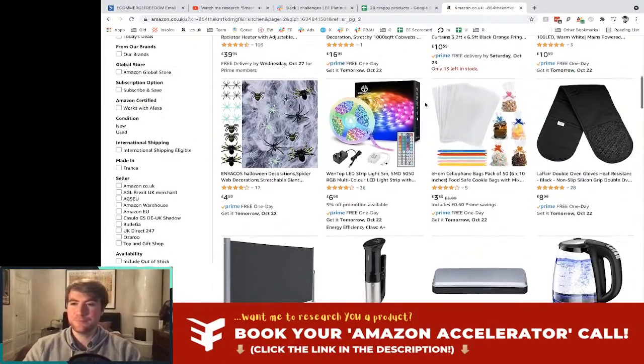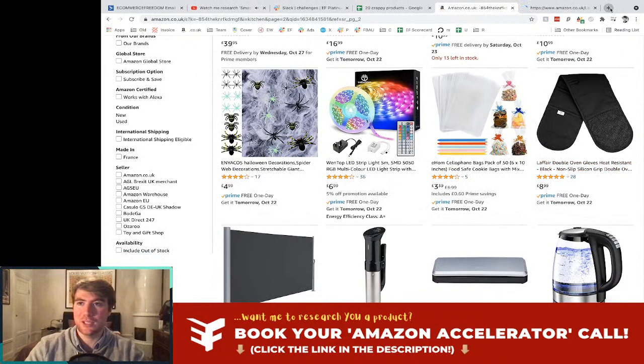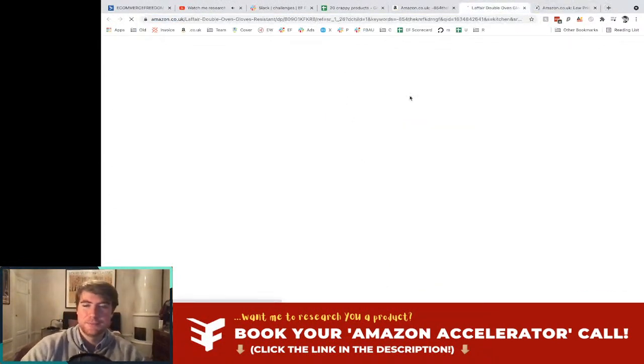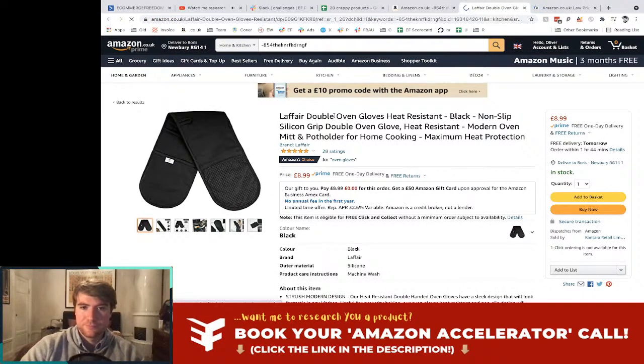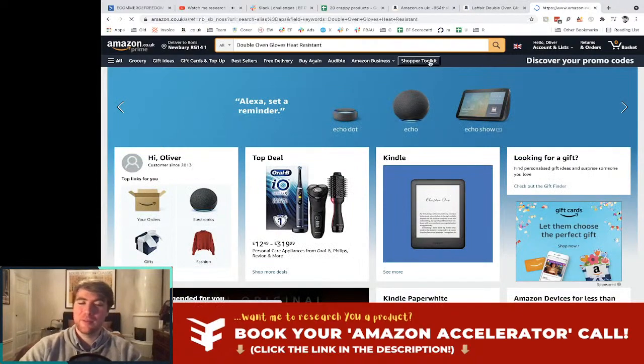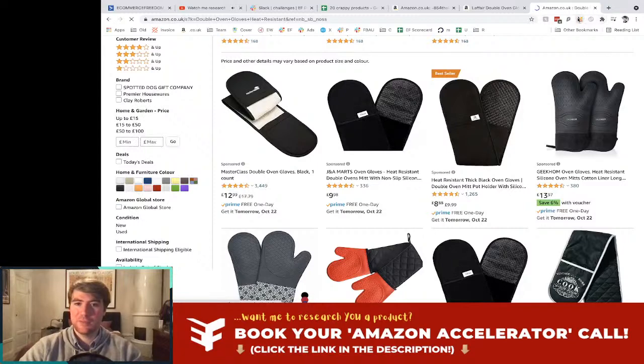Let's keep going. And we've got oven gloves. We could check this one out. Looks like an easy product to sell, right? It's a piece of material at the end of the day. Now, I know from instinct and experience, this is probably going to be a competitive niche, but still worth checking. Maybe I'm wrong actually about that, but we'll see.